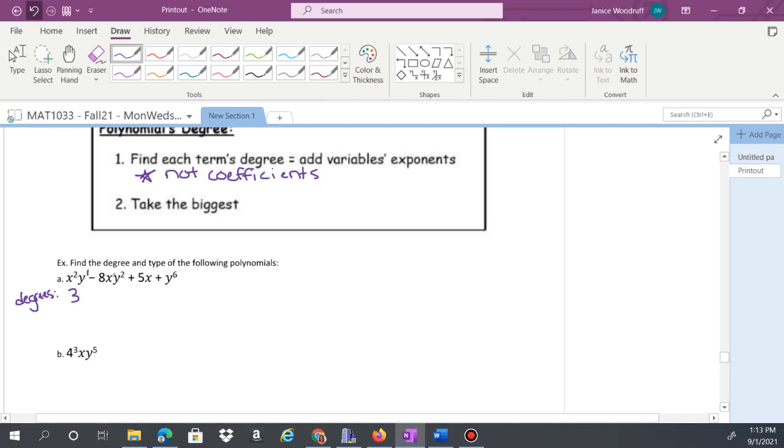Then here you have 8xy squared. So we ignore the coefficient. We're just adding the exponents on the variable. This x is to the first, so 1 plus 2 gives us 3. So this has a degree of 3. 5x, we're just looking at the x. That has a 1, so this is a first degree. And y to the 6 has a 6, so this is the 6th degree. So then we say the degree of the polynomial is the biggest one, which is 6. And then this is 4 terms, so we just say this is a polynomial.